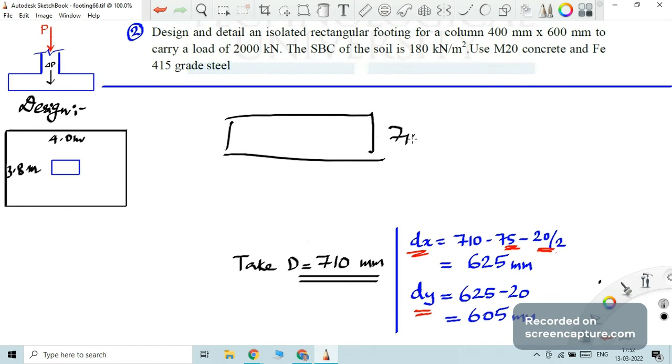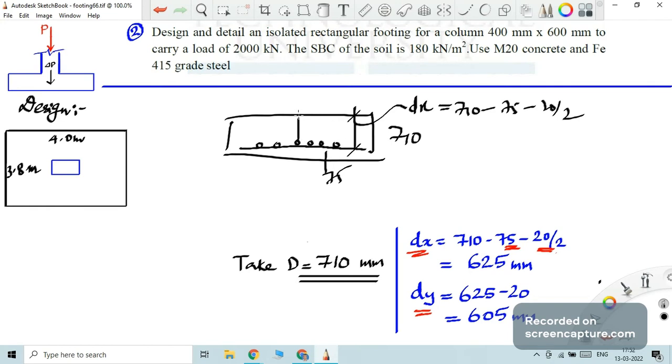This depth is 710. You have one bar like this, another set of bar like this. So if this is dx, dx means to the center of the bar. So that is 710 minus cover, which is 75 mm, 75 minus 20 by 2. And this will be dy. So dy is 710 minus 75, then one main bar x bar is there, 20 minus 20 by 2. So like that you get 625 and 605, the same thing which you have done in the two-way slabs.